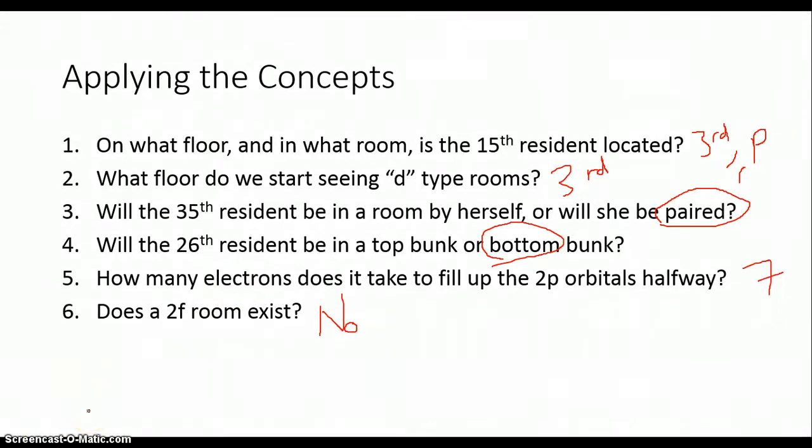Okay, and here are the answers. The first one, you can see that it's the 15th residence on the third floor in the P room. It's a third of the P rooms, by the way, so the one closest to the right. 2, 3, 4, pretty straightforward. 5, again, I'm asking for the total number of electrons it takes to fill up our 2p orbitals, in this case the rooms. And then, does a 2f room exist? The answer is no. You can see on the previous slide, there's no such thing as a 2f. Only 2s and then 2p's, no 2f.